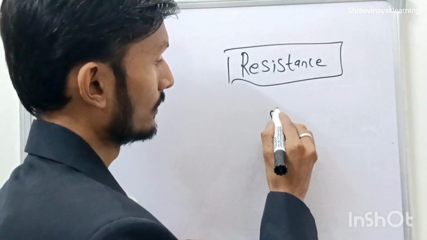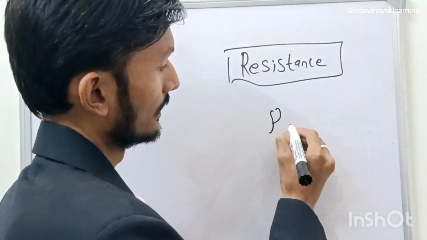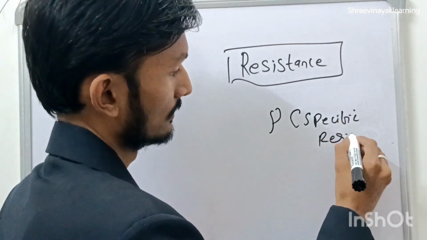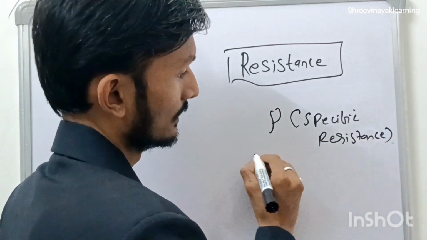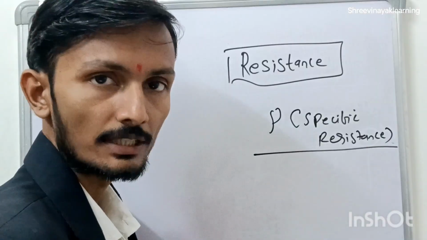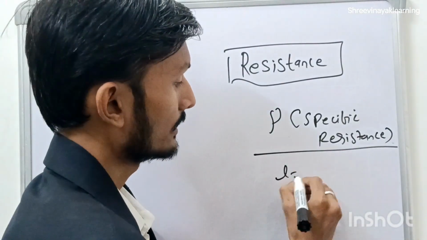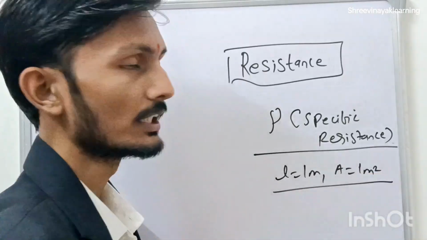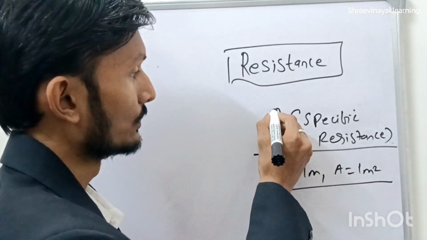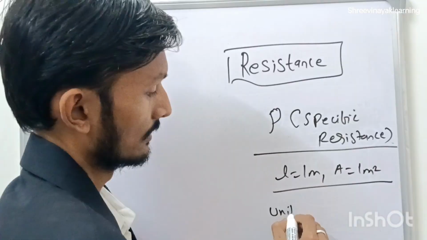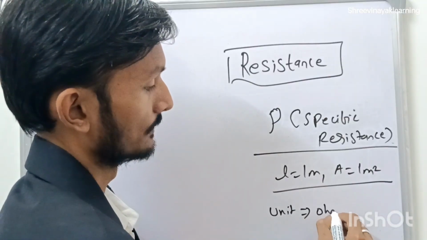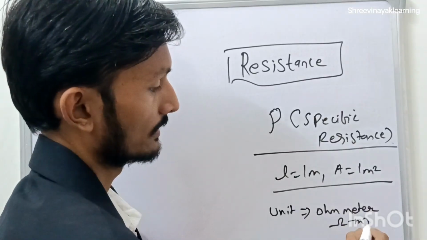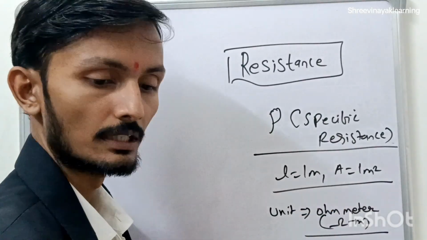So we can define rho as the specific resistance, which is the resistance of the wire or conductor whose length is 1 meter and area is 1 meter square. What is the unit of specific resistance? The unit of specific resistance is ohm meter. Clear?